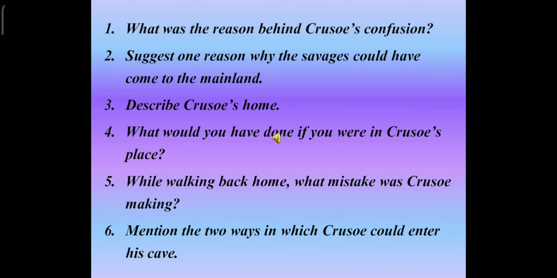So there are 6 questions. The first one is, what was the reason behind Crusoe's confusion? Number 2, suggest one reason why the savages could have come to the mainland. Number 3, describe Crusoe's home. 4, what would you have done if you were in Crusoe's place? 5, while walking back home, what mistake was Crusoe making? Number 6, mention the 2 ways in which Crusoe could enter his cave.